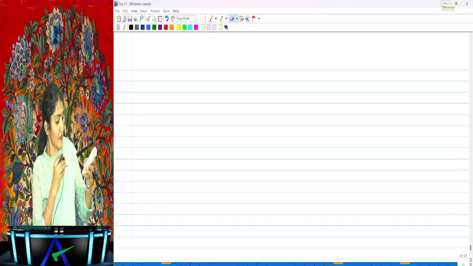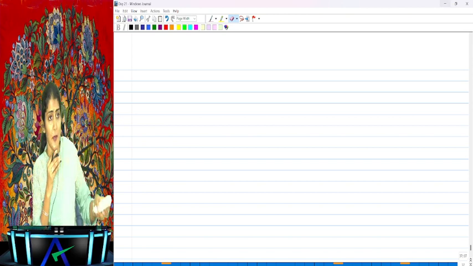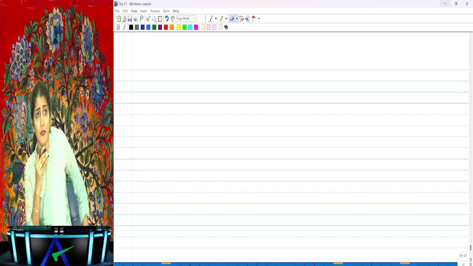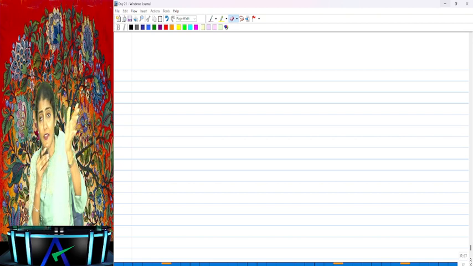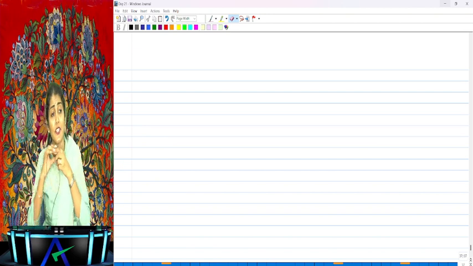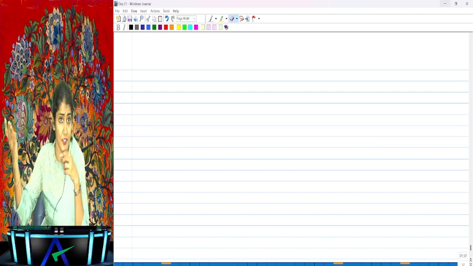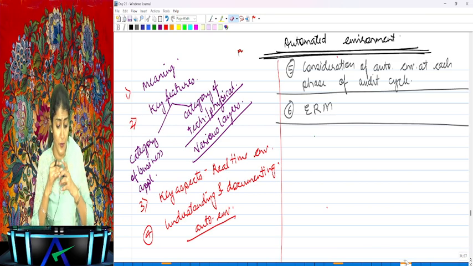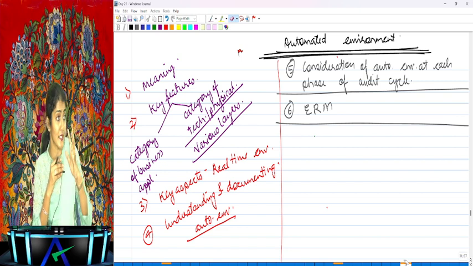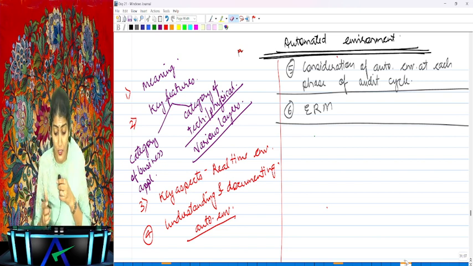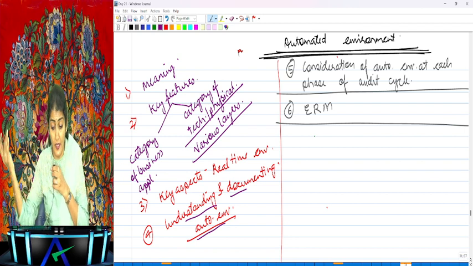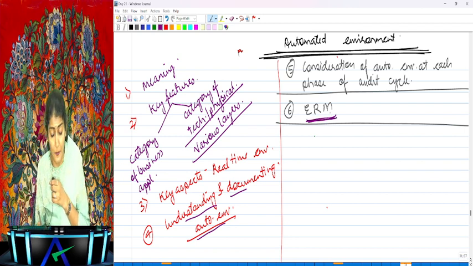Right. So we have started with the discussion of our last chapter, which is regarding the automated environment. In the automated environment, we studied the various business applications and the various technology infrastructure, that is, the various layers of an automated environment. Then we talked about the key aspects of auditing in a real-time environment. Then we talked about understanding and documenting the automated environment, and not only understanding it one time, but what it says at each phase of the audit cycle, and then also the enterprise risk management.